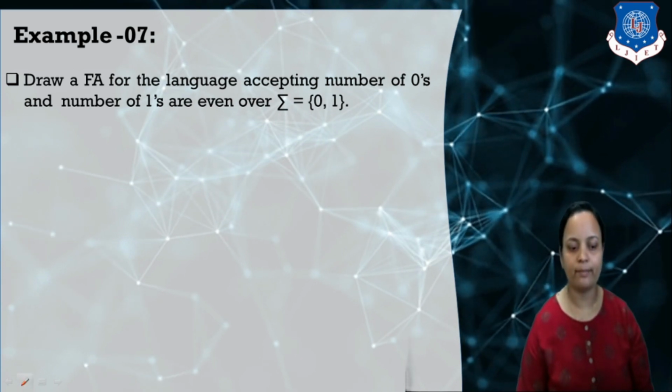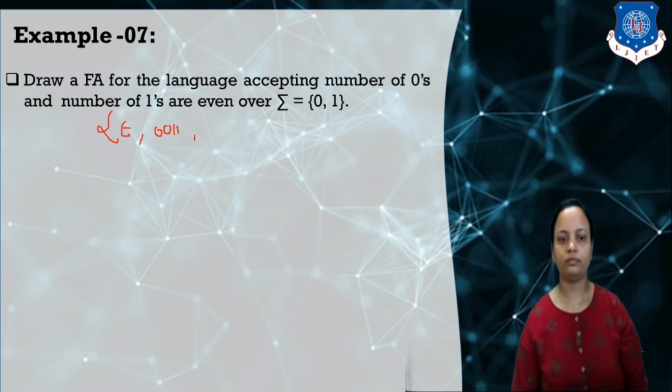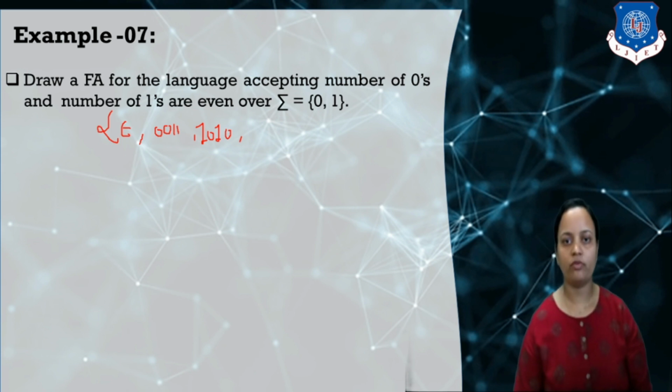So for this example, our minimum length string would be null. Now after this null, what is the minimum length we should count? 0 and 1 both are even, so we can write 0 0 1 1, then 1 0 1 0. If you count the number of zeros and ones, both are even. Number of zeros are 2, number of ones are 2. So these are the even lengths.